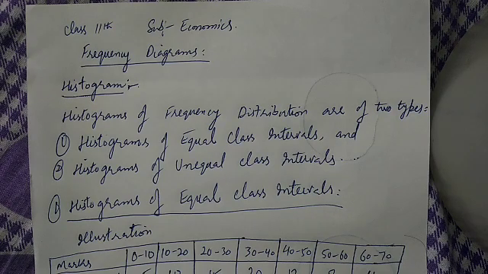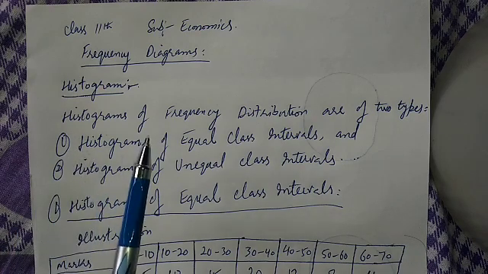There are three important forms of frequency diagrams. Number one is histogram, number two is polygon, number three is ogive. Now we will discuss histogram.